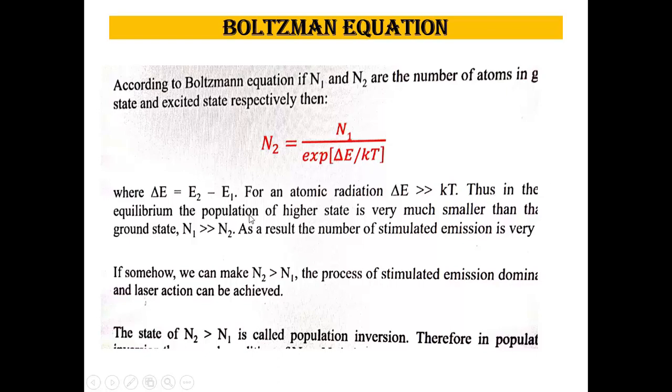So thus in equilibrium, the population of the higher state is very much smaller than that of the ground state, and as a result of this, stimulated emission is very less. Okay, the stimulated emission possibility is very less.